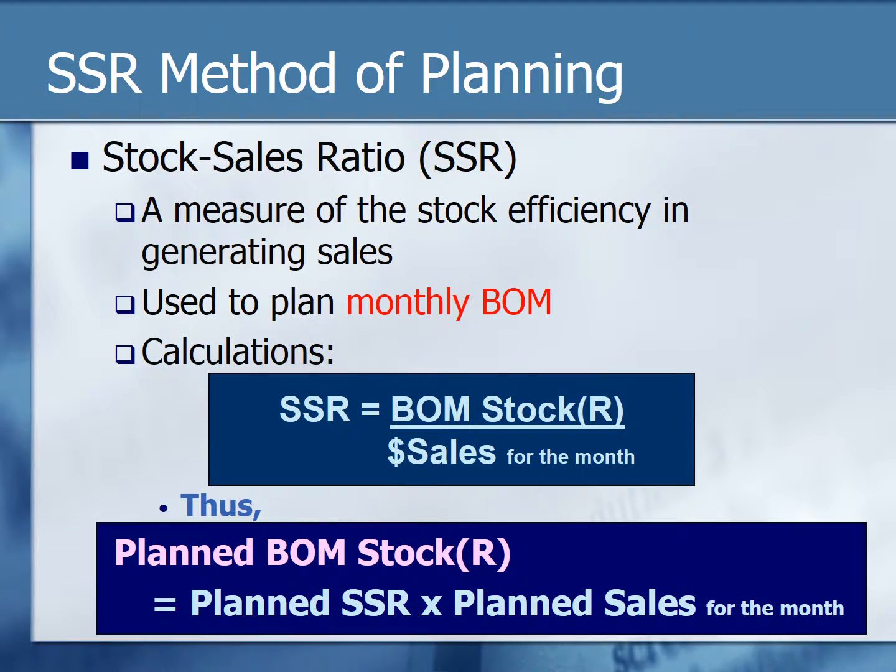Given this concept of SSR, if you want to plan your BOM stock level, then you can multiply the SSR and sales for the month to calculate the BOM stock. So planned BOM stock at the retail value equals planned SSR times planned sales. You have to have an SSR planned out for that particular month, and you multiply that by the sales that you plan for the month. That's going to give you what the BOM stock level has to be for that month. So at the beginning of the month, how much stock do you need to carry?